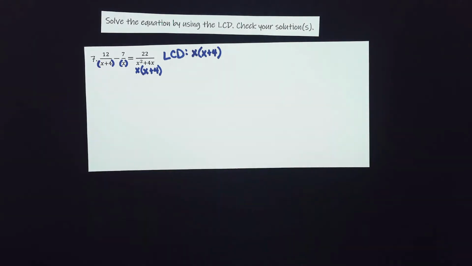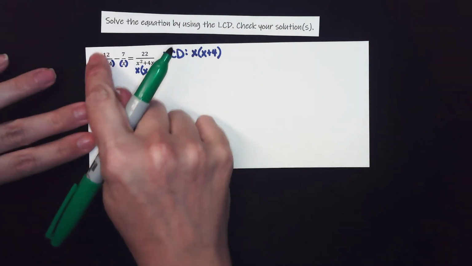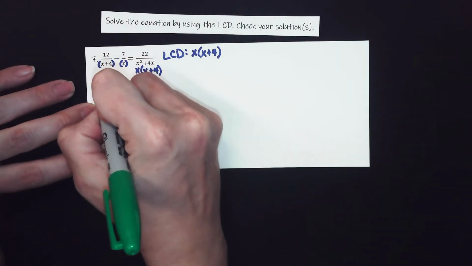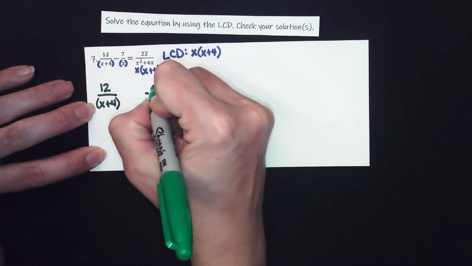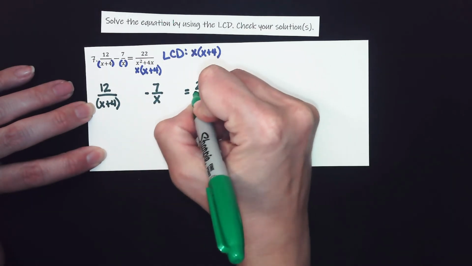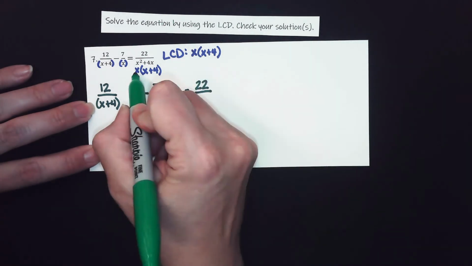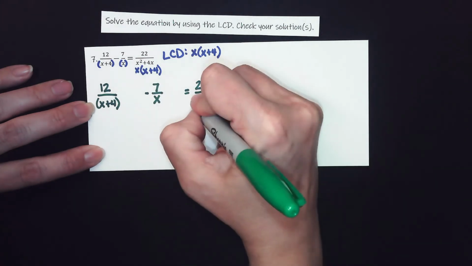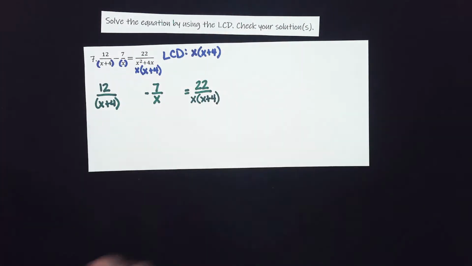So this denominator right here happens to be all of that already. Okay? So what we're going to do is take our original equation here. I'm going to have 12 over x plus 4. I'm going to leave a space and put minus 7 over x, leave a space, equals 22 over, and at this point you can write that denominator any way you want. Doesn't matter. I can leave it like this or write it as its original, but I'll just write it how I have my least common denominator written. Okay, so that was the original equation that we're solving.